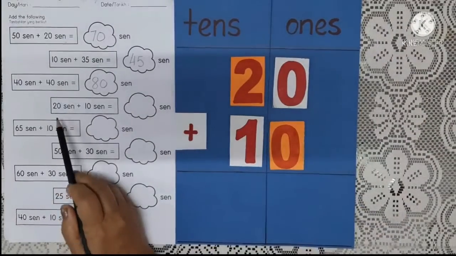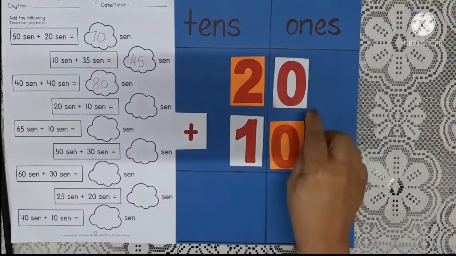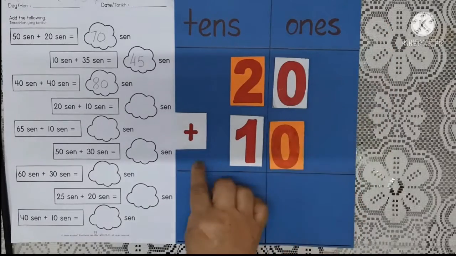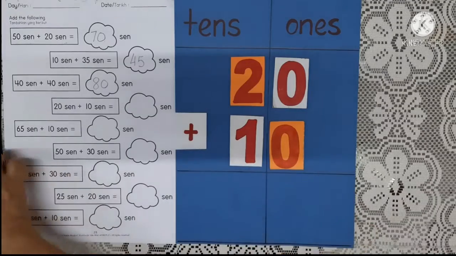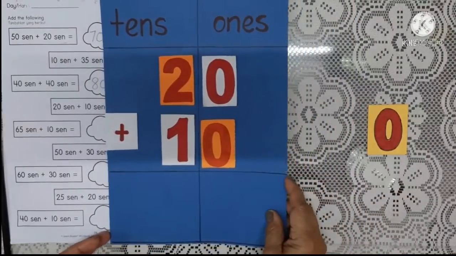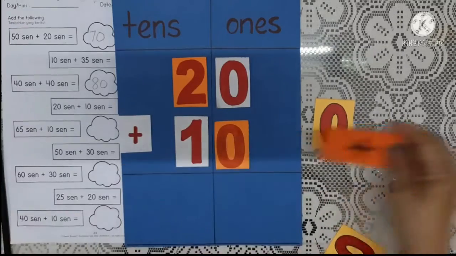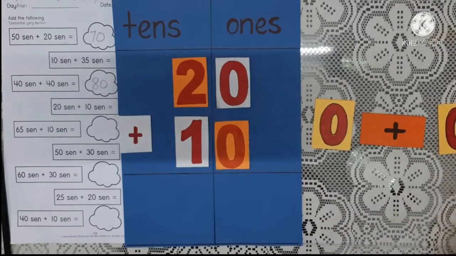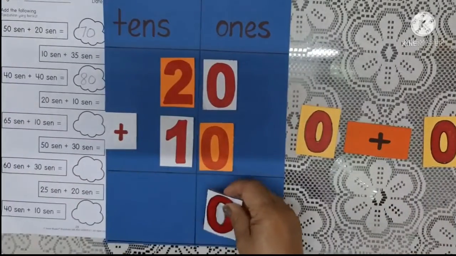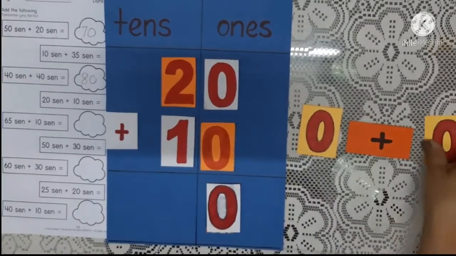Now the next question. 20 cents plus 10 cents. Now let's go to the ones column. 0 plus 0. So 0 plus 0 equals 0 because we do not have to add anything.